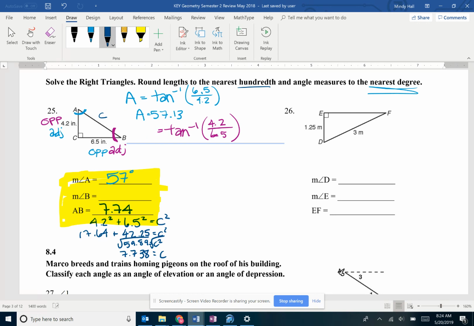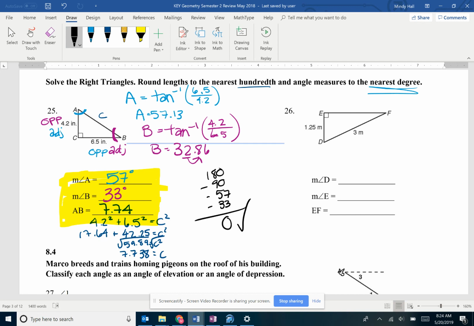It would probably help if I used a B instead of an A because we were talking about angle B. My bad. But inverse tangent of 4.2 divided by 6.5 gives you 32.86. So again, rounding to the nearest degree, that 8 tells us to round up, so that's going to be 33 degrees. So then if you wanted to just double check your work, 180 minus 90 because it's a right triangle, minus 57 minus 33 should hopefully be 0, but we'll double check just to make sure. And it is, so we are good.